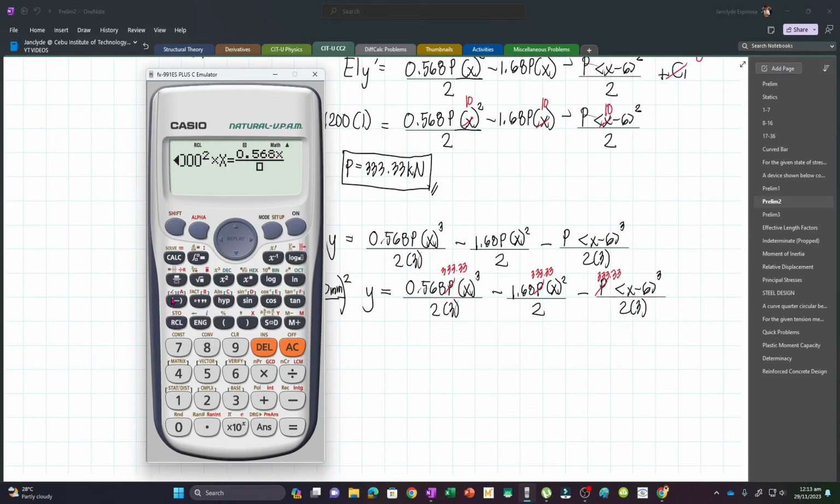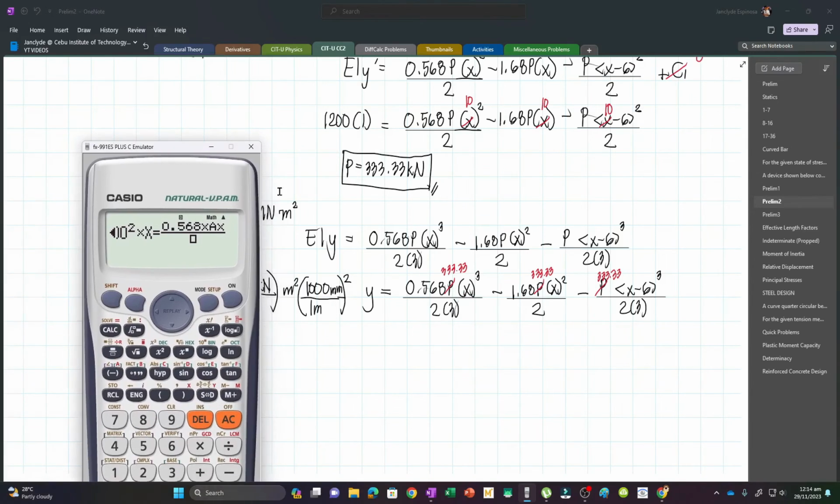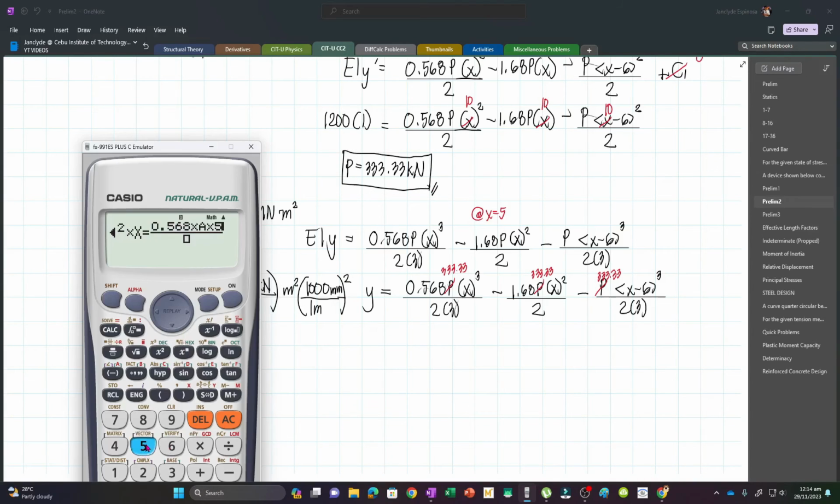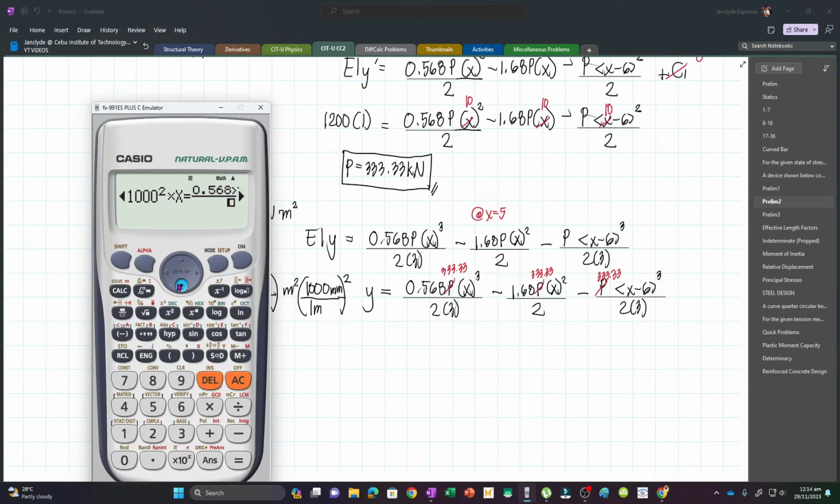Again, ang p, naka-store diri sa a. And then, multiplied by x cubed. Ang x na to, kay kato siyang 5. Again, at midspan man, so at x equals 5 times 5 cubed niya siya, and then over 2 times 3, may mo 6. And then minus 1.68 times a, and then times x squared, which is 5 squared, and then over 2 minus a times x minus 6.